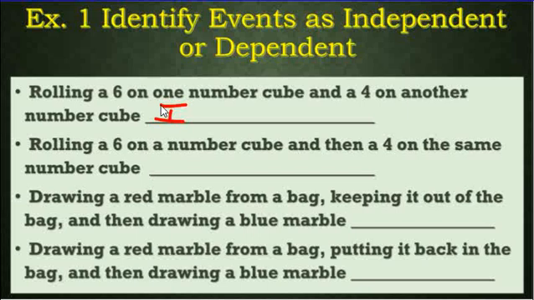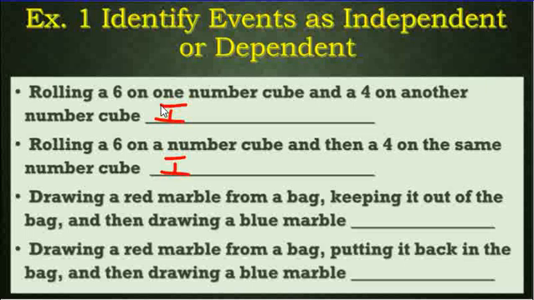Rolling a 6 on a number cube and then a 4 on the same number cube. So they're saying you're rolling them twice. So the first time you roll a 6, and then the second time you roll it, you get a 4. This is still independent because each time you roll it, you have 6 sides of a number cube, and you have an equal chance of getting each number.